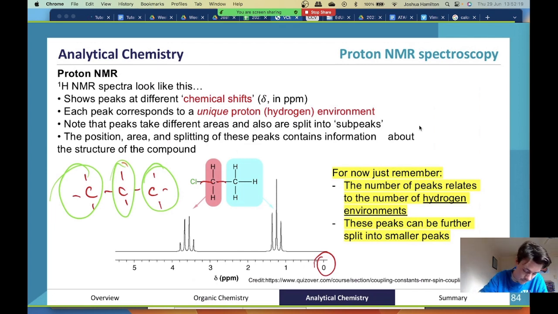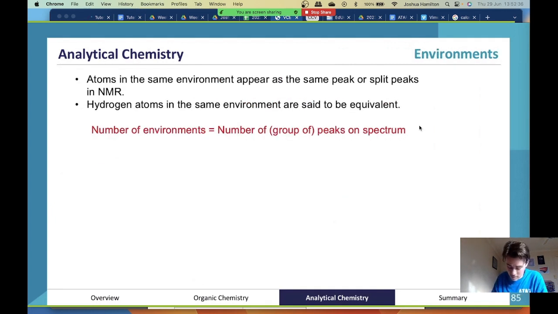I should use a different color. This is a different environment, so there's 2 here. It's really important to be able to determine that. The peaks then split further, and this is determined by what's around it, and we will discuss this in a second. So let's look at environments.